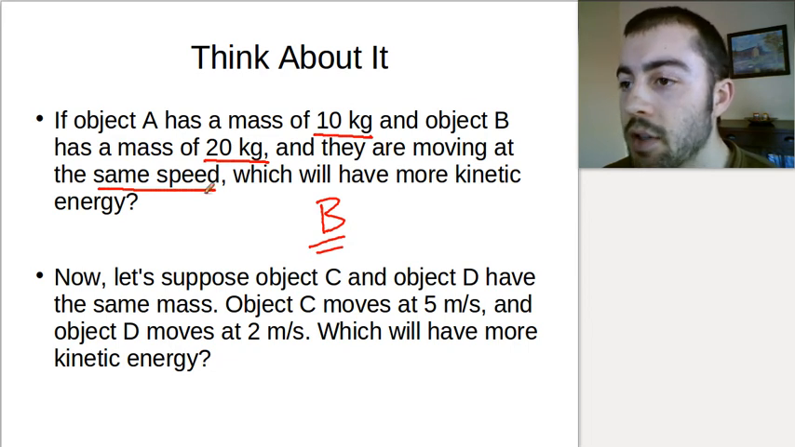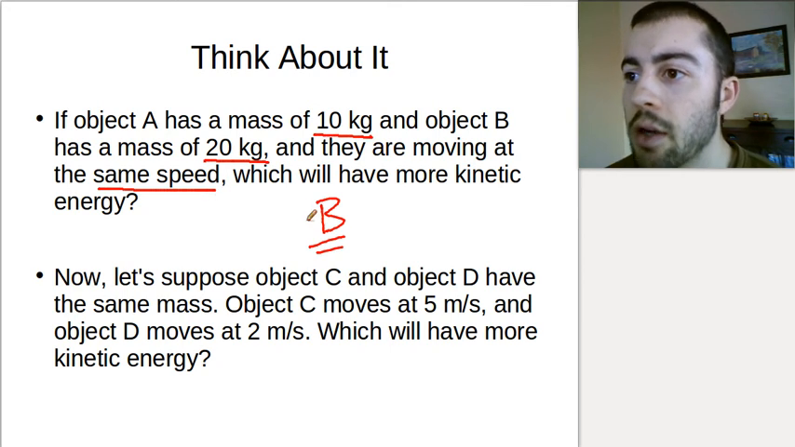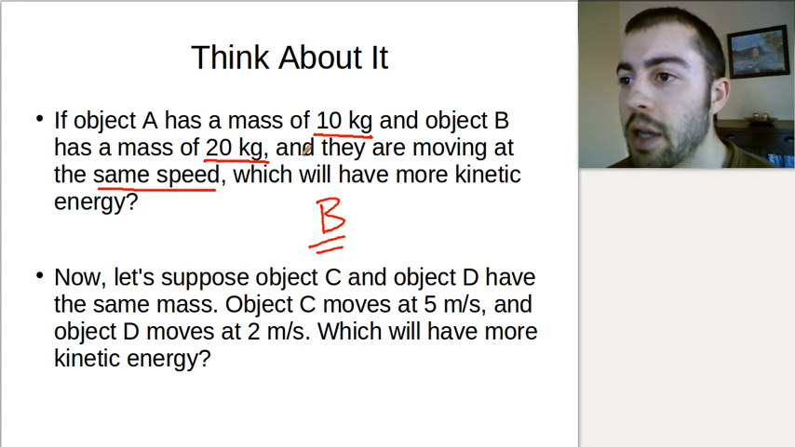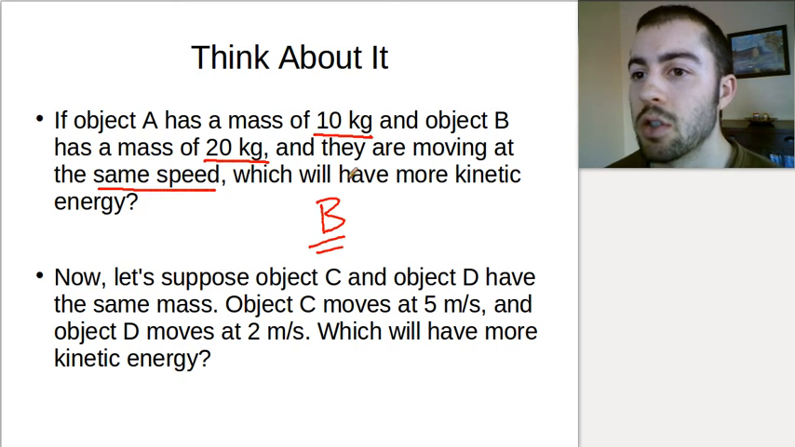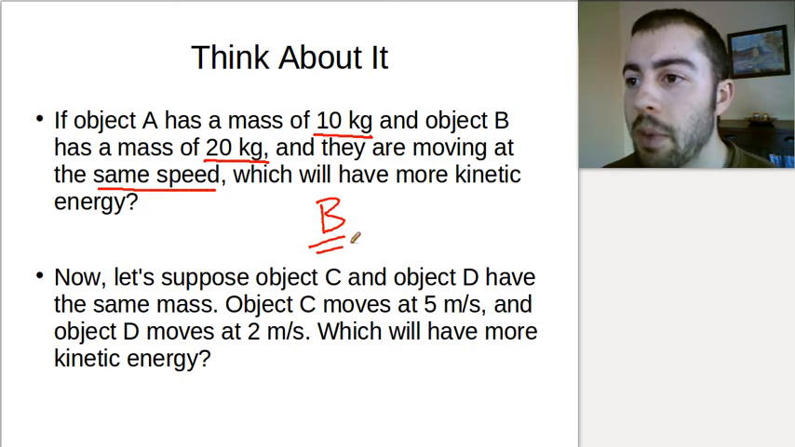And it's important here, the speed is the same. If we change the speed as well, we would have to use the kinetic energy formula to actually calculate what difference the speed and mass would make in terms of the kinetic energy. But if we know the speed is the same, the only thing changing here is the mass. The greater the mass, the greater the kinetic energy. So object B here with the greater mass would have more kinetic energy than A.